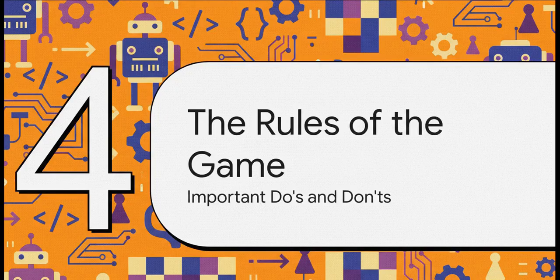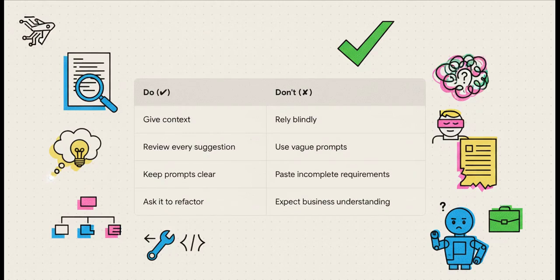And speaking of rules, working with your new coding partner has a few simple rules too. Let's just call them the rules of the game. If you follow them, you two are going to be an amazing team. Okay, rule number 1. Do be super clear, but don't give it messy instructions. We just learned that one.